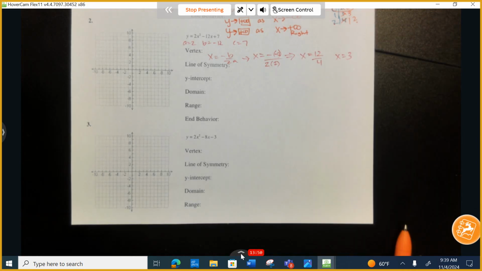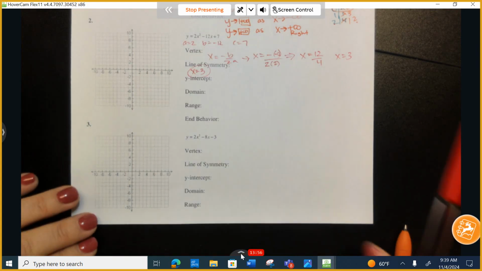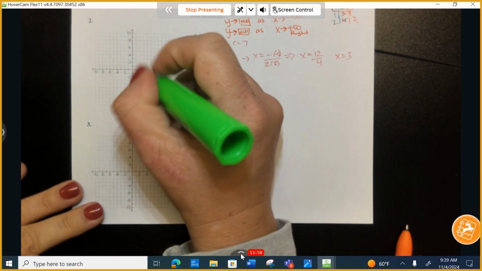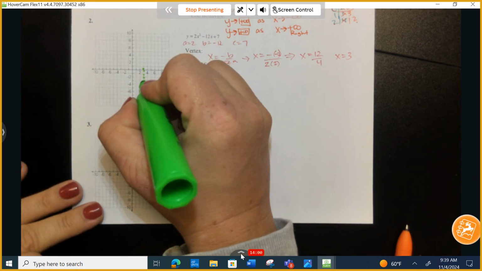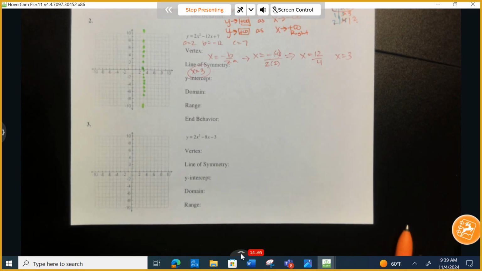How many of you had x equals 3? Hands up high. X equals positive 3. That's the equation for the axis of symmetry. So I'm going to go to positive 3 on the x-axis, and I'm going to cut straight through the x-axis, always making a vertical line. This line will cut my parabola in half.